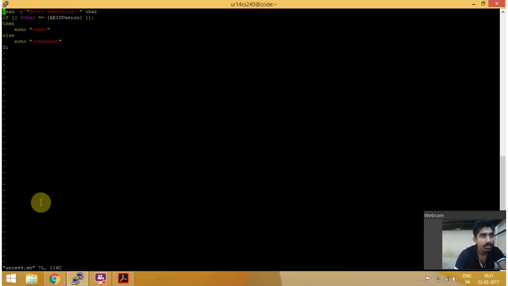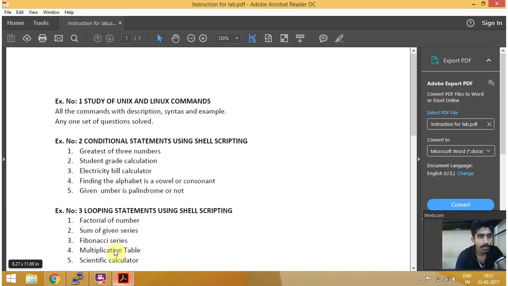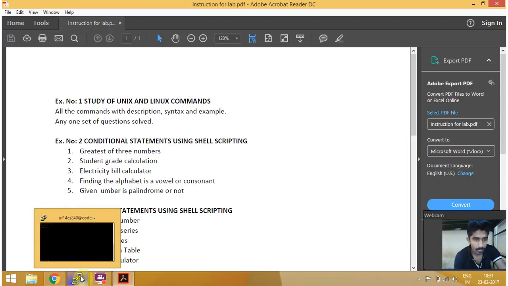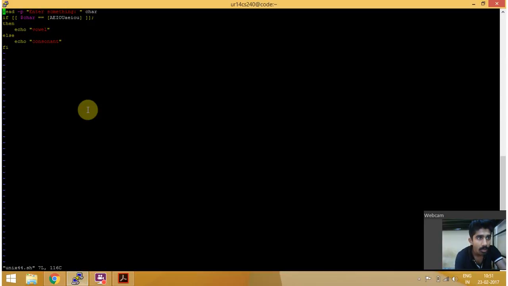This is my fourth question. The fourth question was to find whether an alphabet is a vowel or a consonant. This is the code. First of all, I will read a value, and it will be stored in a character variable. If the character is equal to a vowel, A, E, I, O, U, either capital or small letter, then it will print vowel. Otherwise, it will print consonant. So for example, I will show my output.